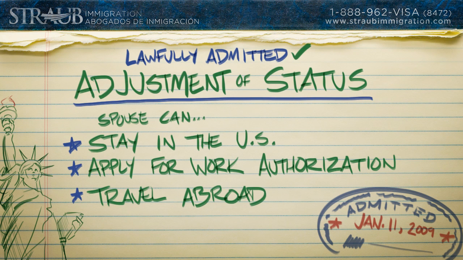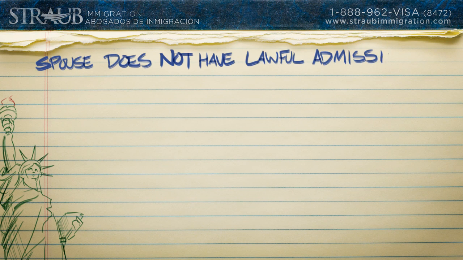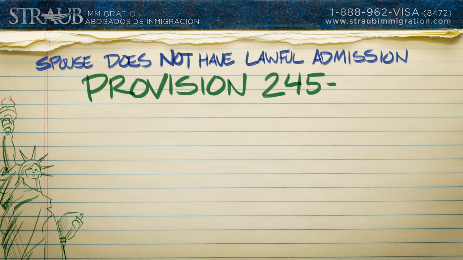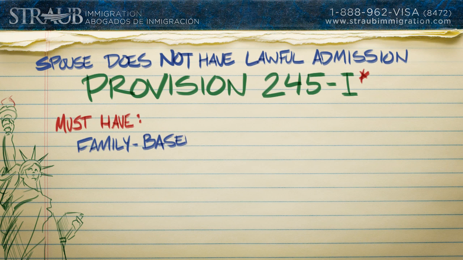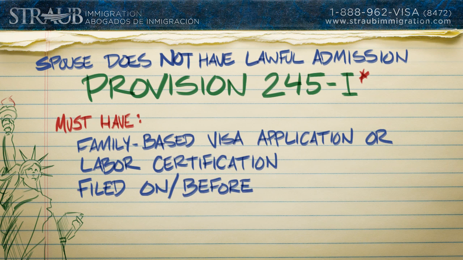So if your spouse does not have a lawful admission, the spouse still may be eligible for adjustment of status, but they have to fit under the provision known as 245I. And in order to fit under that provision, they have to have had an application, either a family-based visa application or a labor certification, filed for them on or before April 30th of 2001.